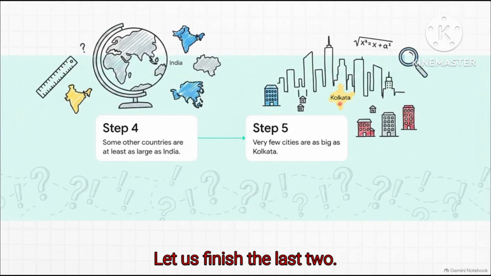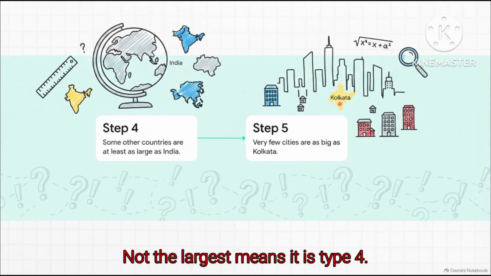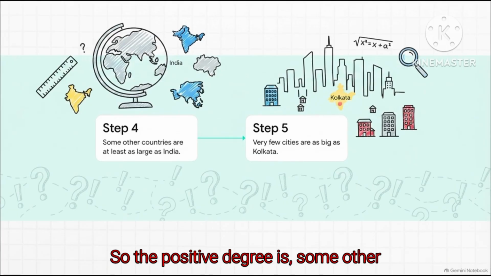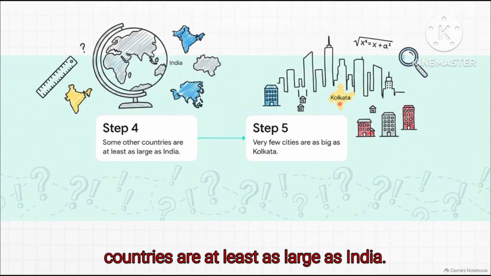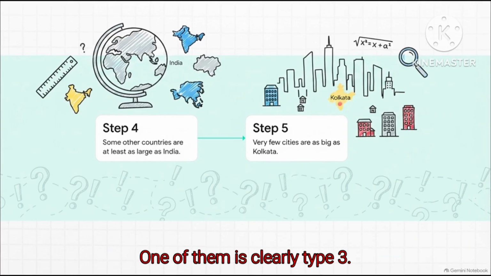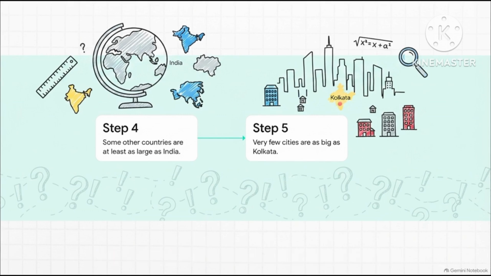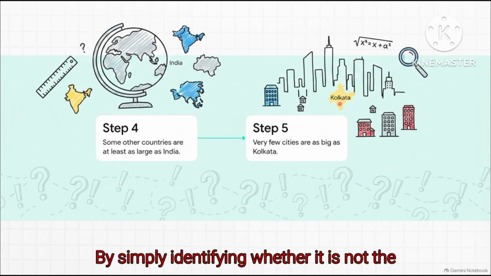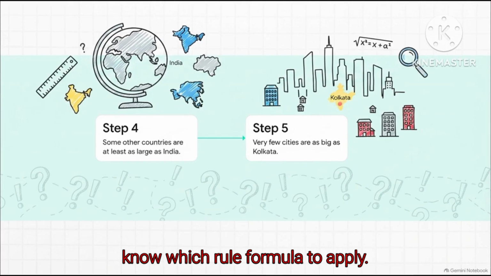Let us finish the last 2. Question 4 says India is not the largest country. Not the largest means it is type 4. So the positive degree is some other countries are at least as large as India. Finally, question 5, Kolkata is one of the biggest cities. One of the is clearly type 3. So the positive degree starts with very few cities are as big as Kolkata. By simply identifying whether it is not the largest or one of the biggest, you immediately know which rule formula to apply.